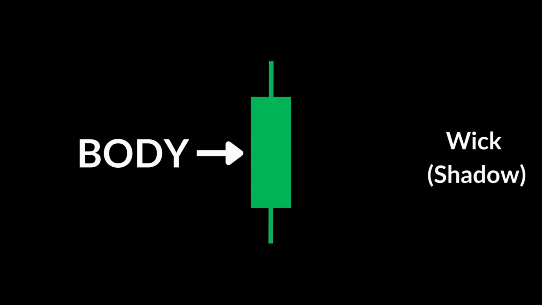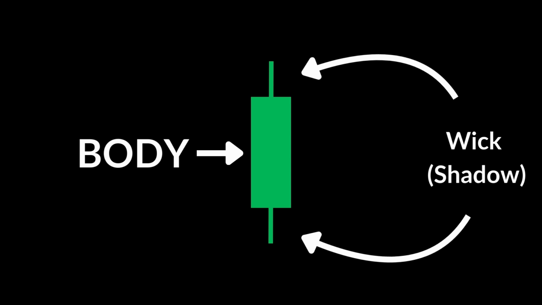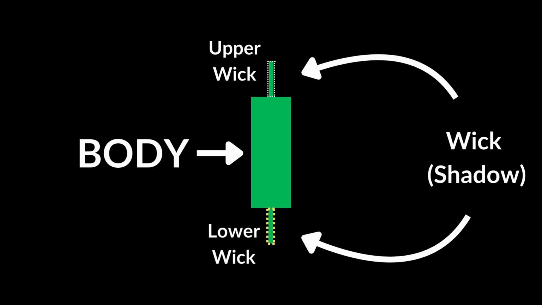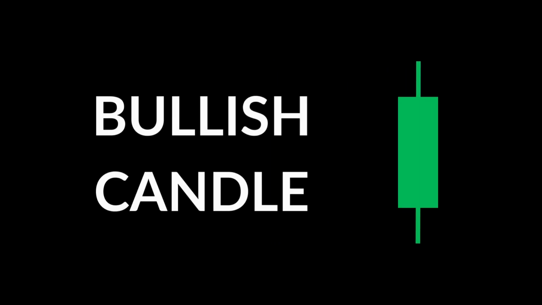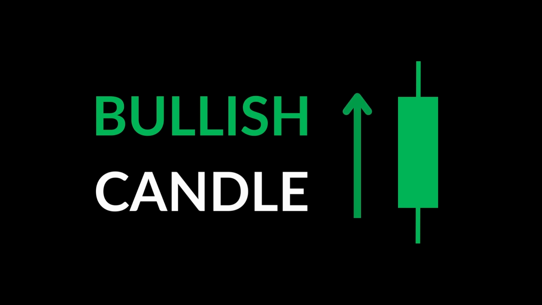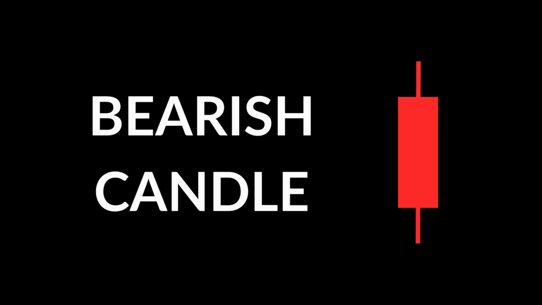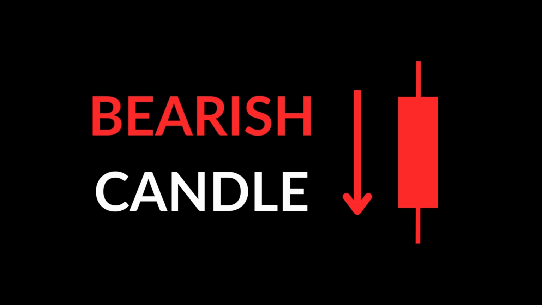This is a basic candlestick. The larger portion in the middle is called the body. There's also a thin line on the top and the bottom that we call the wick or the shadow. The two have different names. The top portion is referred to as the upper wick, while the bottom portion is called the lower wick. Green candles are often referred to as bullish candles because they indicate upwards price movement, while red candles are referred to as bearish candles and indicate price movement downwards.